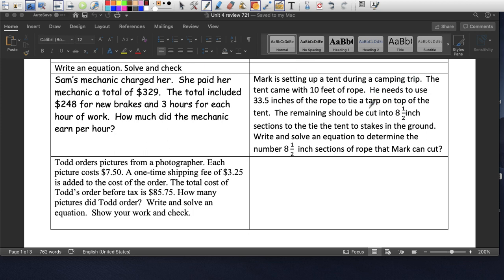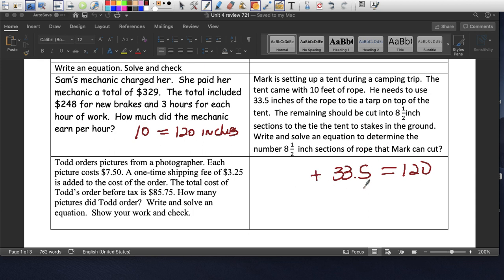Mark is setting up a tent during the trip. Oh, I hate this question. The tent came with 10 feet of rope. He needs to use 33.5 inches of rope to tie a tarp on the top of the tent. 10 feet of rope. Well, I already have feet and inches. So I already know 1 foot is 12 inches, so 10 feet is 120 inches. So this is all the rope that I have, 120 inches. So 120 inches is going to be 33.5 that I used to tie the top of my tent to something.